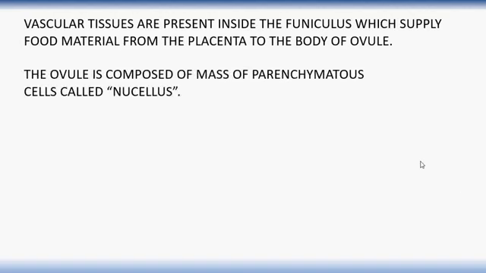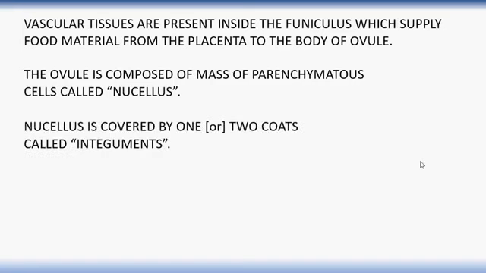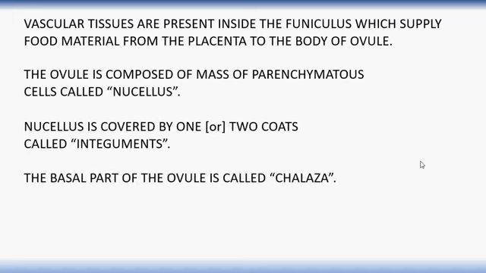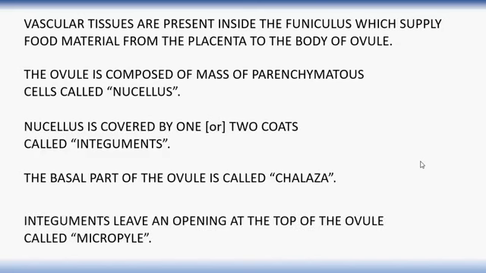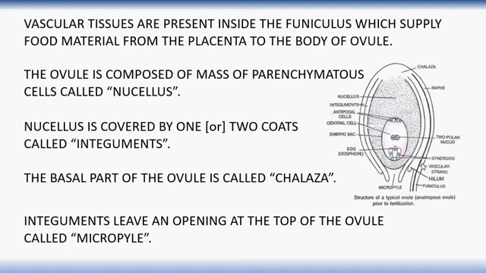The ovule is composed of a mass of parenchymatous cells called nucellus, and nucellus is covered by one or two coats called integuments. The basal part of the ovule is called chalaza. Integuments leave an opening at the top of the ovule called micropyle. Let's see the photograph.